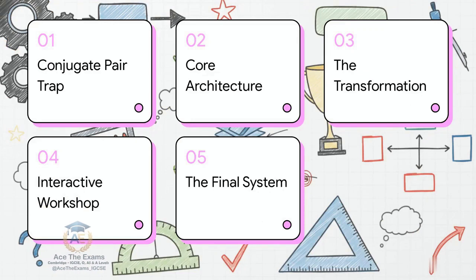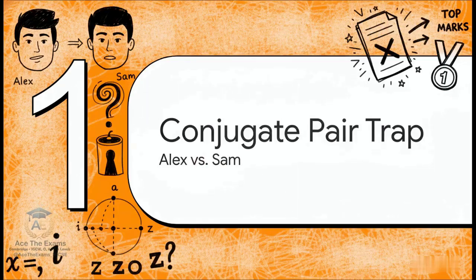So here is our roadmap for today's session. First up, we'll explore the conjugate pair trap. Second, we'll break down the core theoretical architecture. Third, we're going to look at the transformation. Fourth, we'll jump into a quick interactive workshop. And finally, we will lock it all in with the final system. Let's get moving. Section 1, the conjugate pair trap.